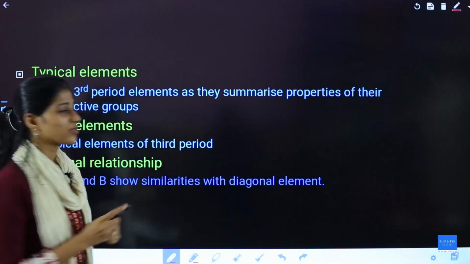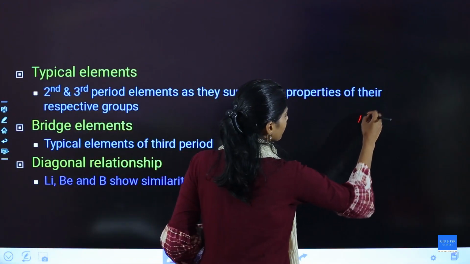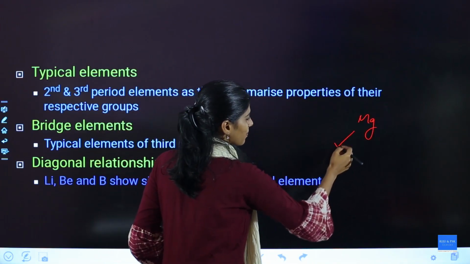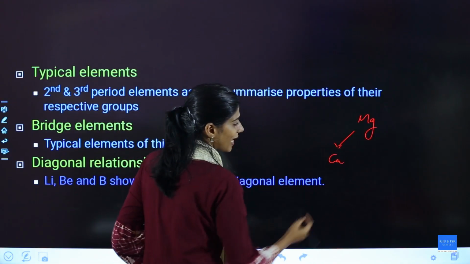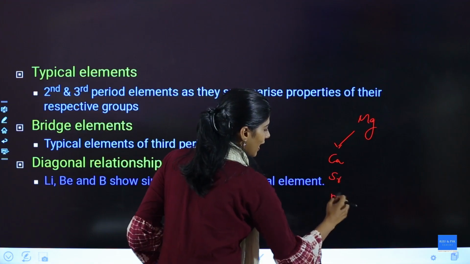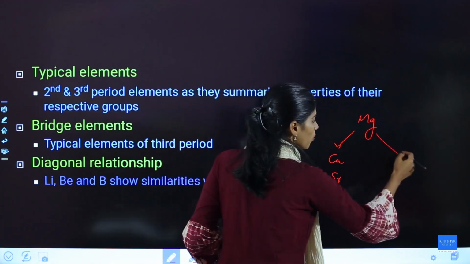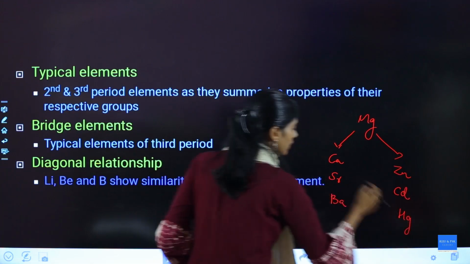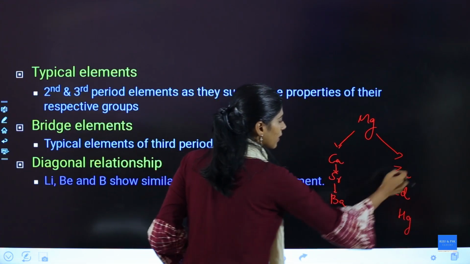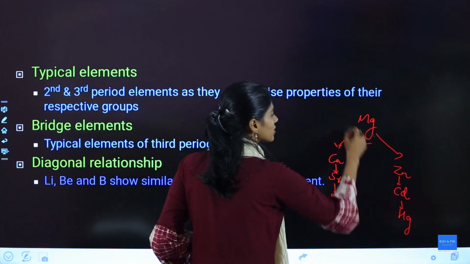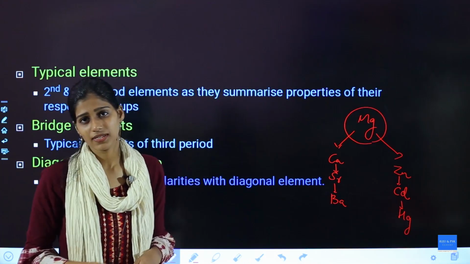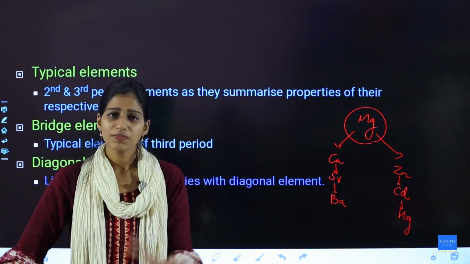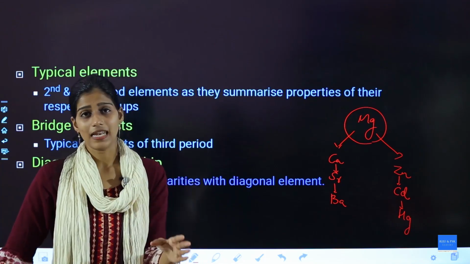Why? Because this magnesium is having similarity to calcium, strontium and barium, and also with zinc, cadmium and mercury. So, magnesium is a bridge element. Okay. So, it is very easy to identify a bridge element. All the bridge elements are the third period elements. Okay.